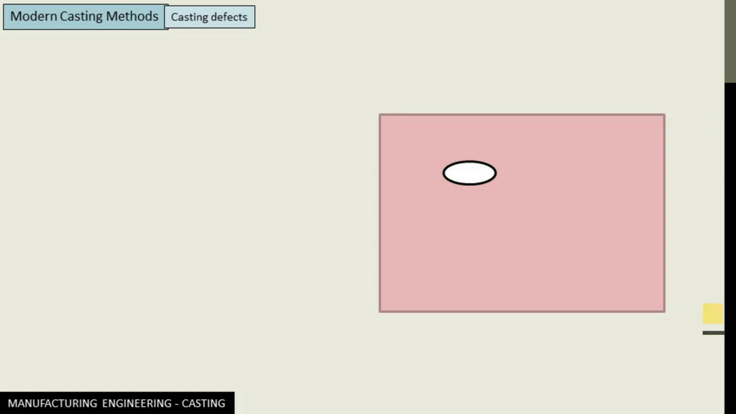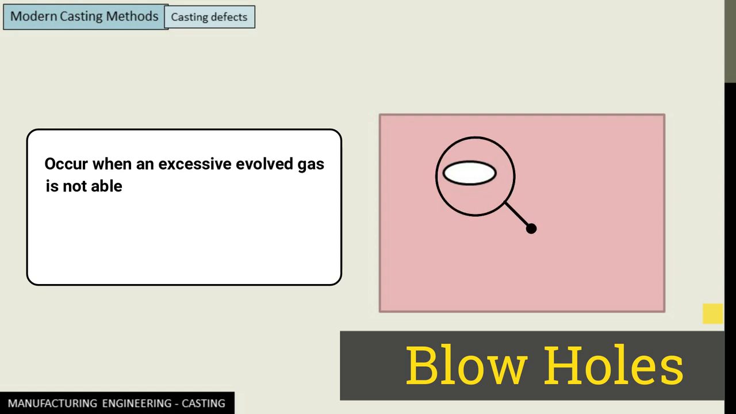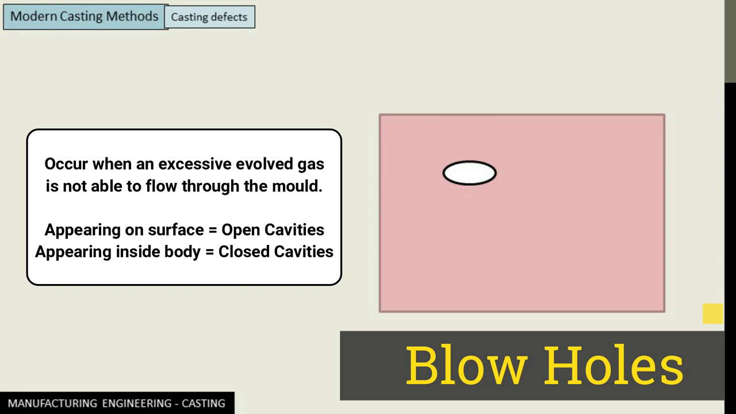First being blowholes. Blowholes, or gas holes, or gas cavities, are well-rounded cavities having a clean and smooth surface. They appear either on the casting surface or in the body of the casting. If they appear on the casting surface, they are called open cavities, and if they appear inside the body of the casting, they are called closed cavities.